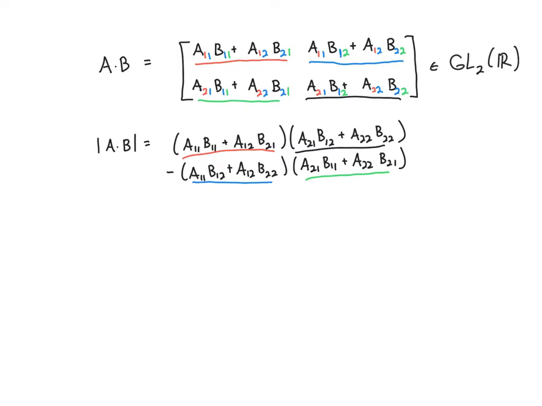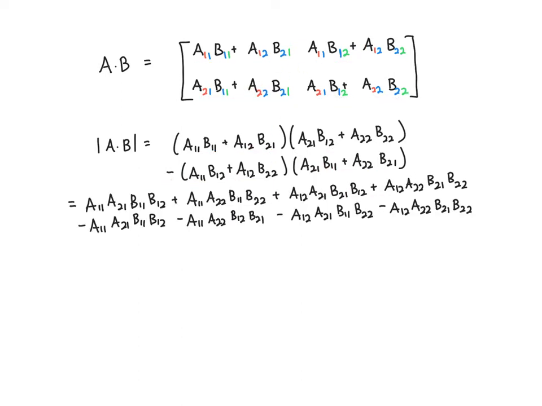So let's compute the determinant of this product. Well, the diagonal terms are the product of these two numbers, A11, B11, A12, B21, and A21, B12, A22, B22, minus the product of the anti-diagonal terms. Well, math is fun, so let's FOIL it out. If you FOIL out the first term, this is what you're going to get. A11, B11 times A21, B12 is this expression.